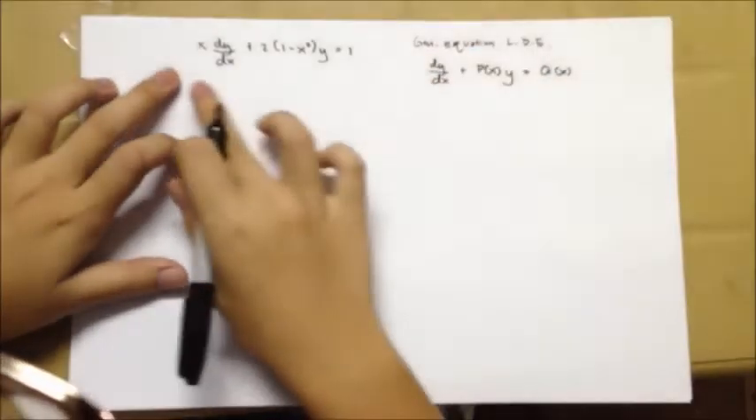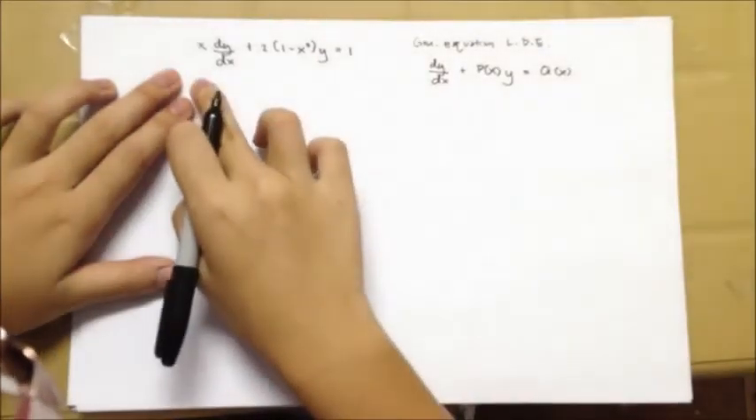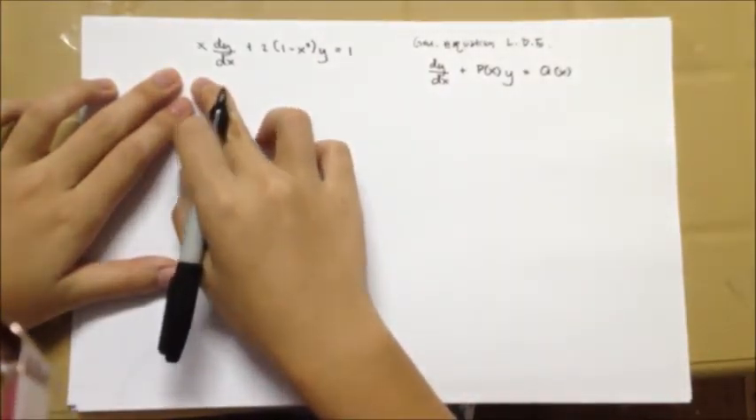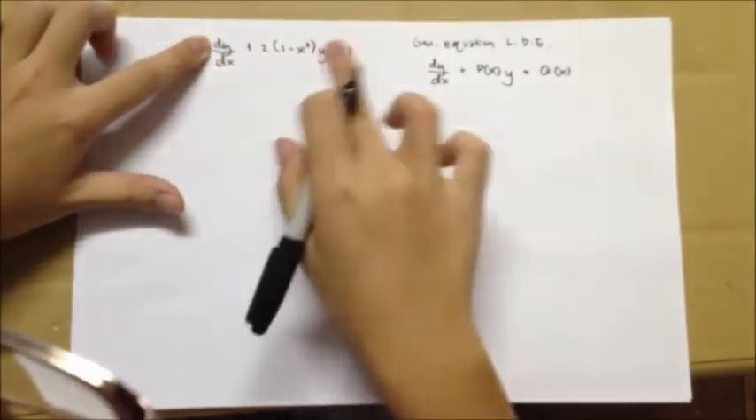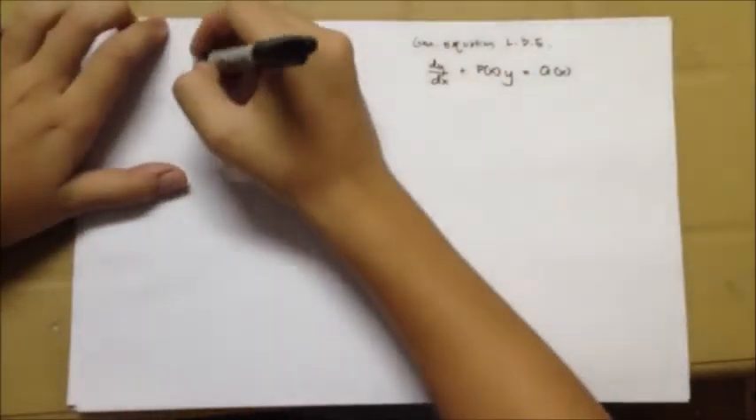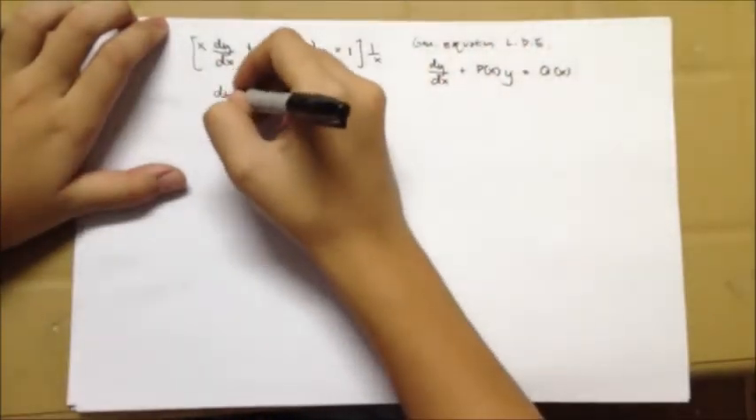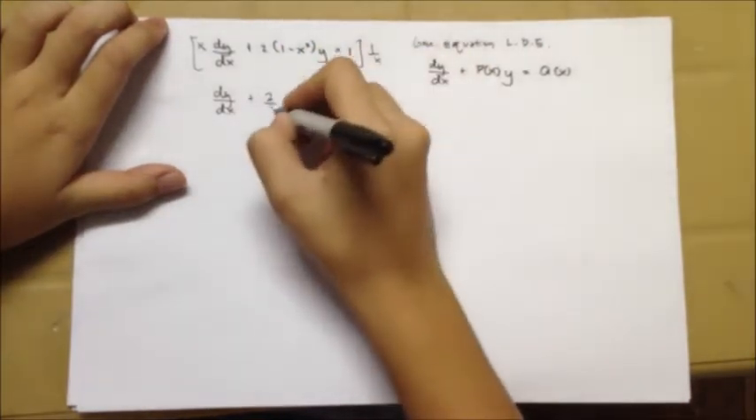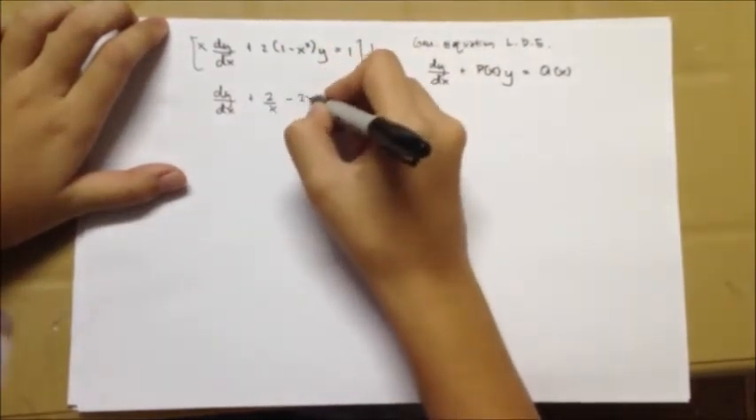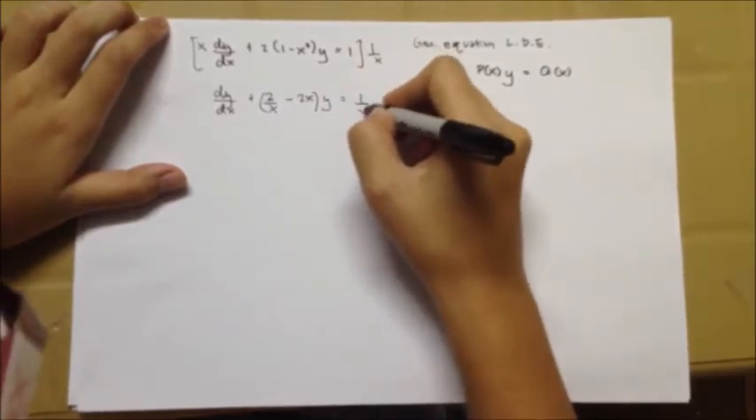Now, we can transform this equation into its general form by multiplying this with 1 over x. So we can cancel x here, and this will just look like this. Multiplying this by 1 over x, we have dy over dx plus 2 over x minus 2x times y is just equal to 1 over x.